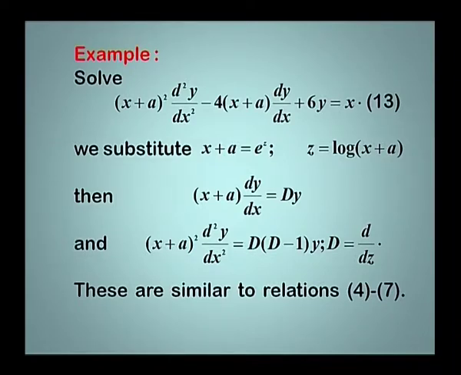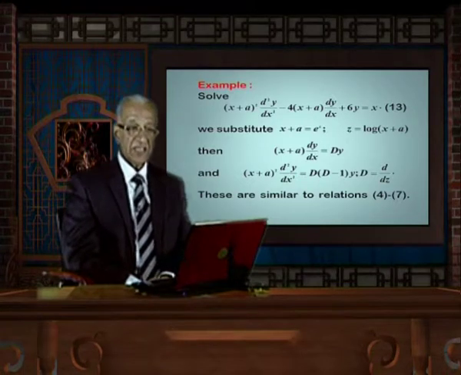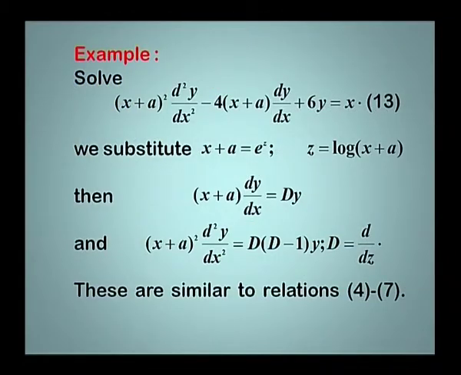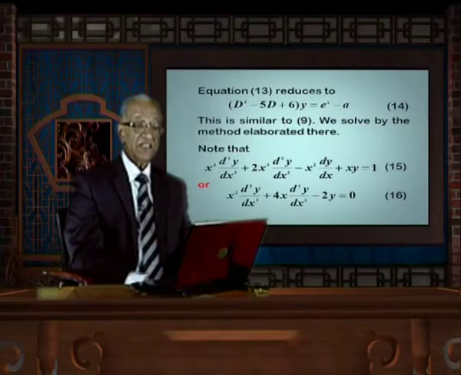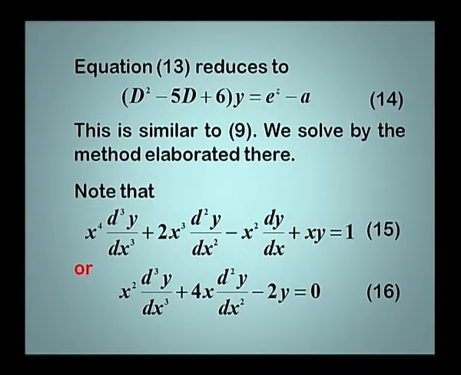So we put x plus a is equal to e to the power z. If you note and compare with the previous example, there also we have put some of these kinds. So it becomes z is equal to log of (x plus a), by the definition of logarithm. We make differentiation, do the same things, and so they are the similar relations of 4 to 7 that we did a while ago. Equation 13 then reduces to this. I can say this is similar to equation 9 that we did just now. We solve by the method of, and we want to elaborate that method.